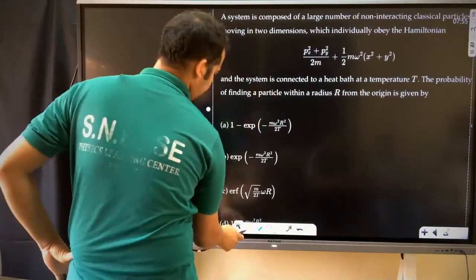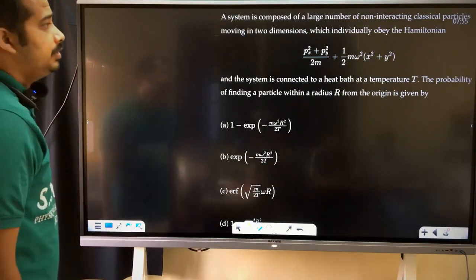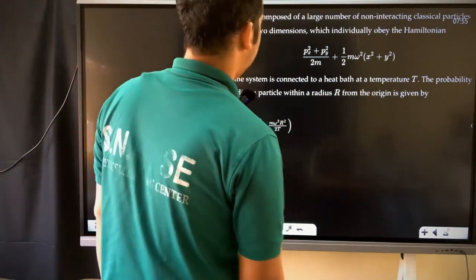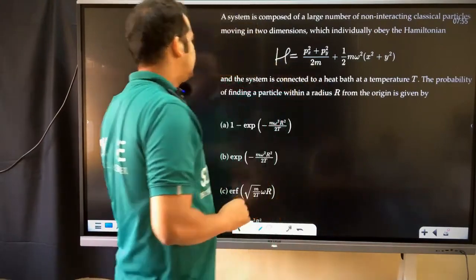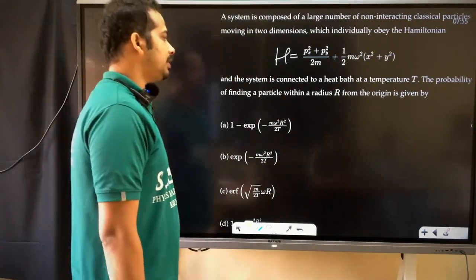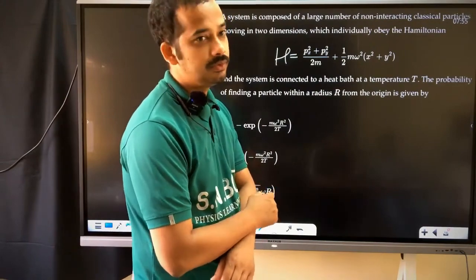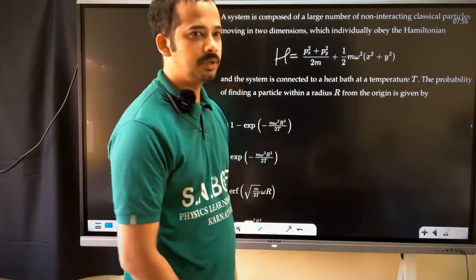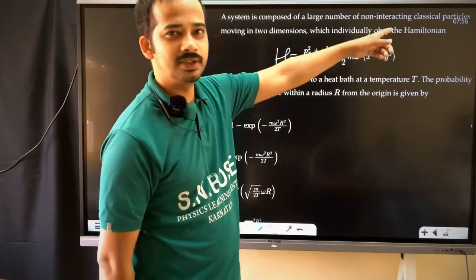This is okay. The system is composed of a large number of non-interacting classical particles moving in two dimensions, which individually obey a Hamiltonian like this. This is the Hamiltonian of the system, and the system is connected to a heat bath at temperature T. Probability of finding a particle within a radius r from the origin. That means you need to go for plane polar coordinates, because it's two dimensions.